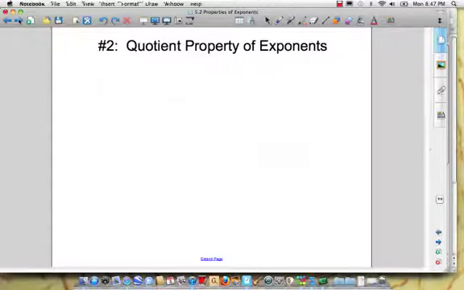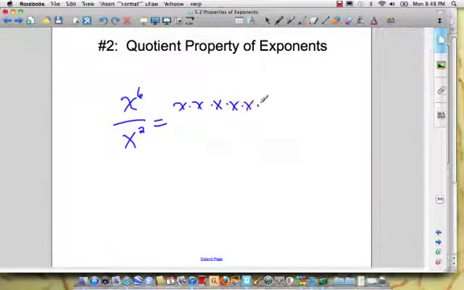The second biggie is the quotient property of exponents. Again, the name implies what it means. This is talking about if you have a quotient, so you're going to be dividing two expressions with the same base. So for example, maybe you have x to the 6th divided by x squared. Well, x to the 6th means you're multiplying 6 x's, 1, 2, 3, 4, 5, 6. And in the denominator, you're multiplying 2 of them.